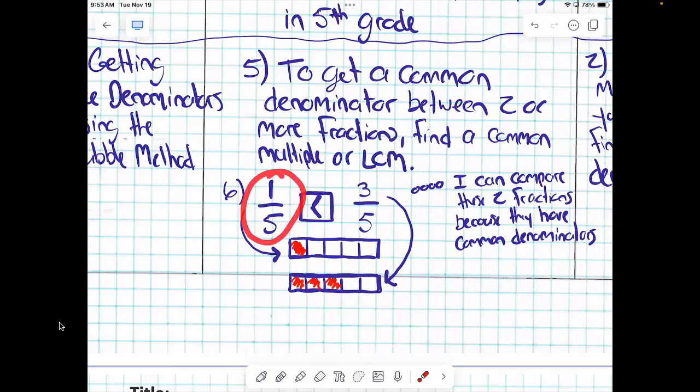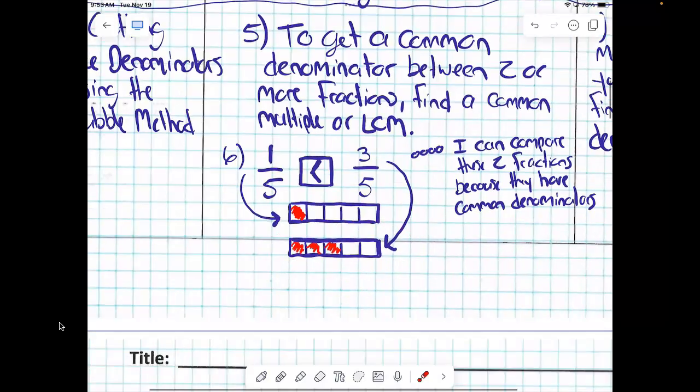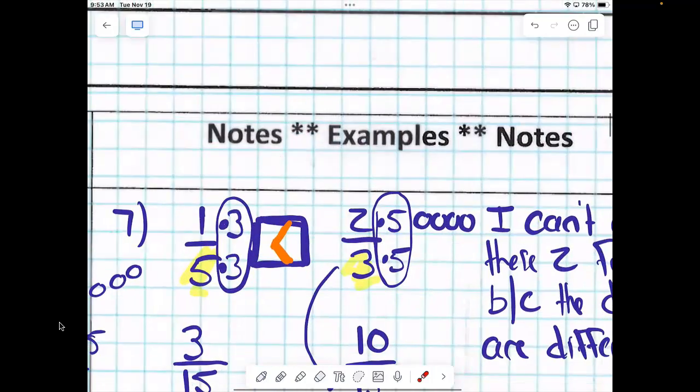This fraction, 1/5, this fraction, 3/5. Do they have common denominators? Yes. So can I compare them? Yes. Is 1/5 of a candy bar smaller or bigger than 3/5 of a candy bar? Smaller. Done. Nothing to do there. However, this fraction right here, 1/5, can I compare it to 2/3? No. Why? Because they don't have a common denominator. You can't compare fractions unless they have common denominators, right?